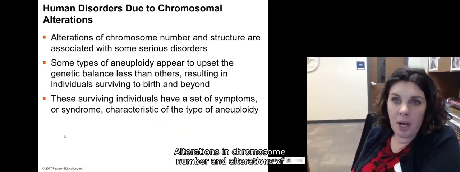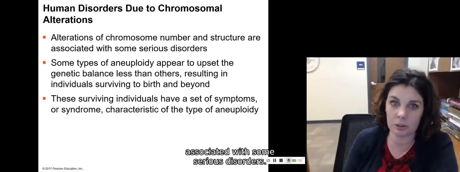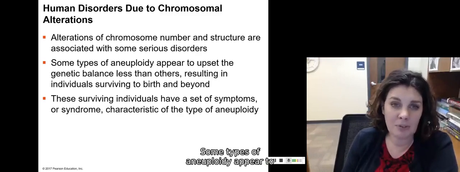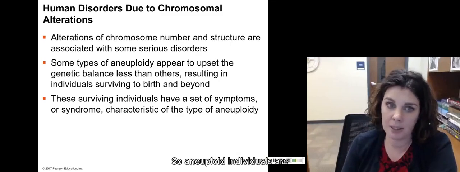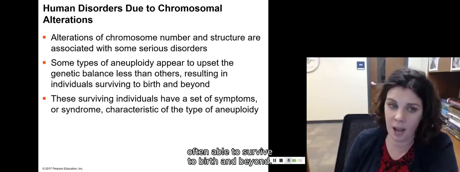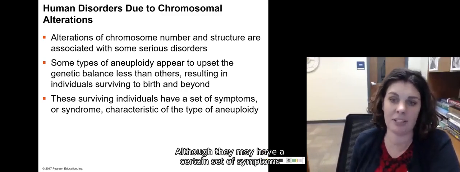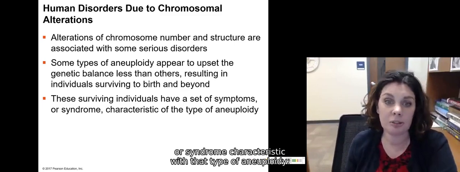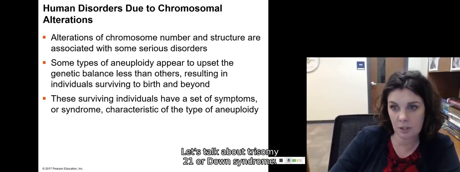Okay. Alterations of chromosome number and alterations of chromosome structure can be associated with some serious disorders. Some types of aneuploidy appear to upset the genetic balance less than others. And so aneuploid individuals are often able to survive to birth and beyond, although they may have a certain set of symptoms or syndrome characteristic of that type of aneuploidy.